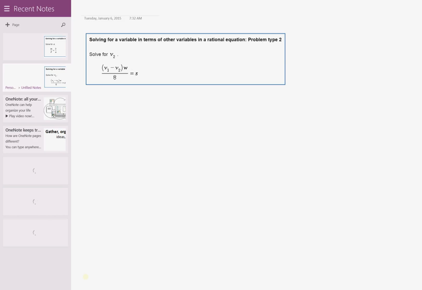Okay, looking at a problem that's a little more complicated here, I'm asked to solve for a variable that is inside the parentheses. Now, I can distribute the W first, and I get WV1 minus WV2 over 8 is equal to S. Multiply both sides by 8.